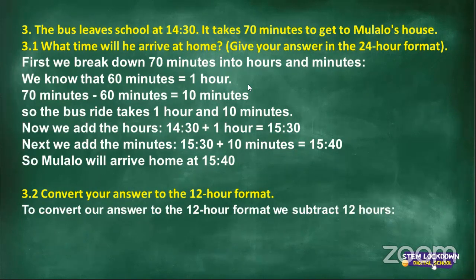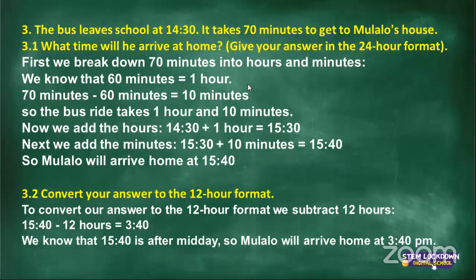Then we converted to the 12-hour format. Because 15:40 is in the afternoon, which is after midday, we need to subtract 12 hours. So 15:40 minus 12 hours is equal to 3:40. And the most important, we need to indicate that it is PM. If you do it like this, you get your full answers. Now, you don't need to be explaining that first we break down, whatever. This is just for the purposes of the class, so you understand the calculations we are doing and why we are doing them.